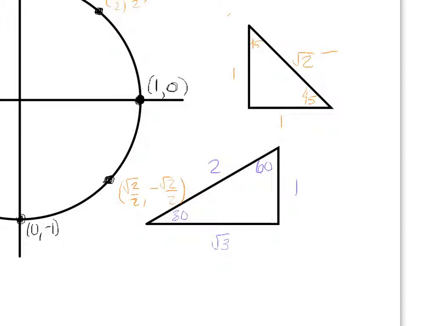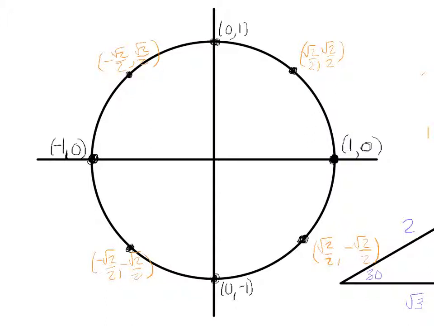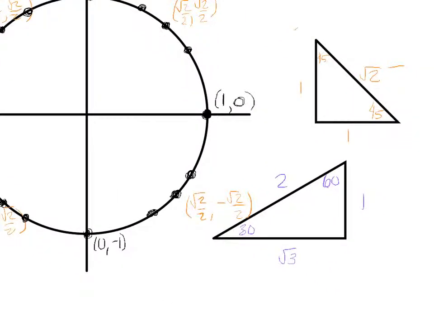But if we think about where this triangle is going to go, I am looking at my 30 degree and my 60 degree angles. So I'm going to be filling in all of these here. So 30 degrees and 60 degrees, 60 degrees and 30 degrees. So I'm going to be filling all of these in here, and I'm going to be taking this triangle right here and placing it on the circle.